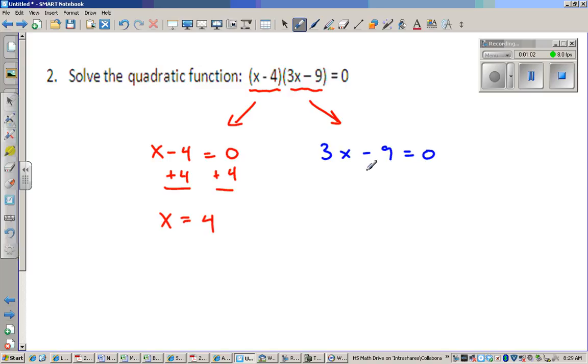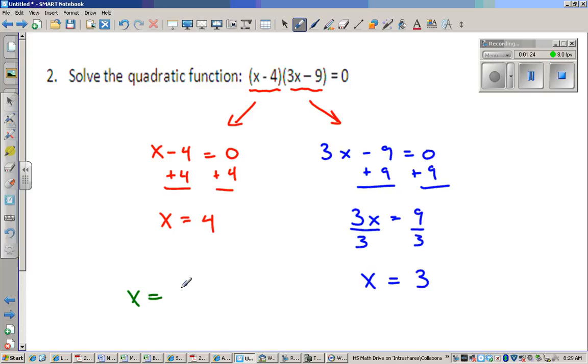And in my other equation, I'm going to add 9 to both sides, which gives me 3x equals 9. And undo the multiplication with division, and I have a second solution of x equals 3. So combine those two, and the answers are x equals 3 and 4.